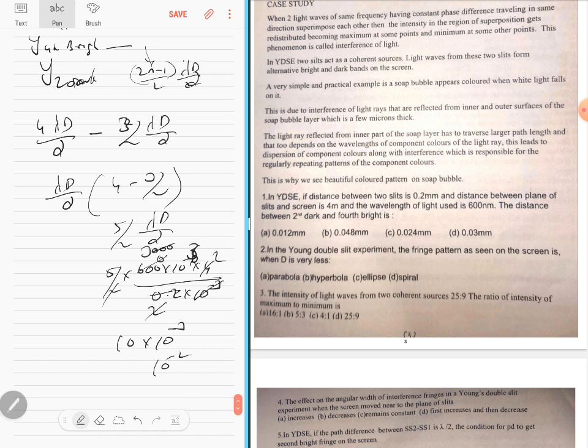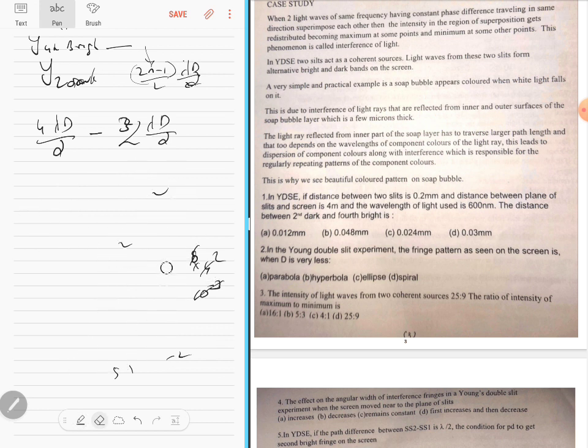Oh, there's this. What about the 5? Okay, so 5 into 10 to the power minus 2. That's the distance between. What did I do? 5 by 2, 4 minus 3 by 2, 5 by 2 into lambda into... Everything is right. Why am I not getting the answer?